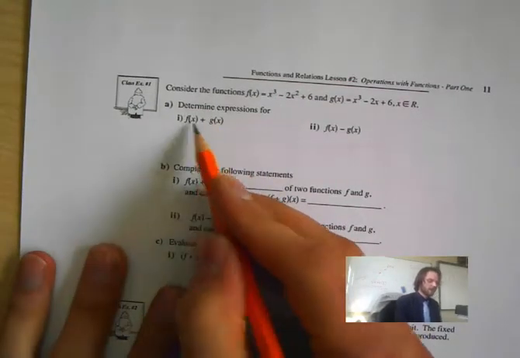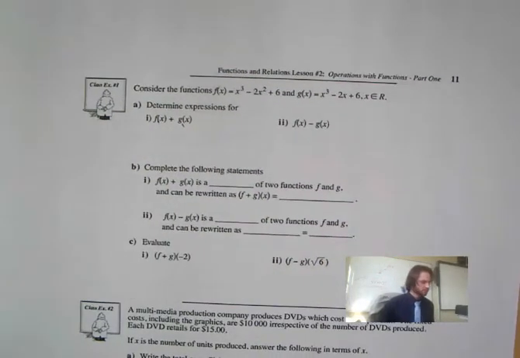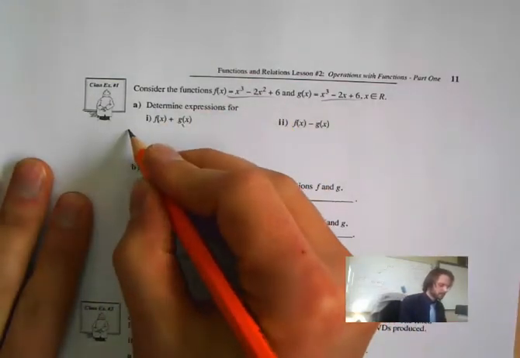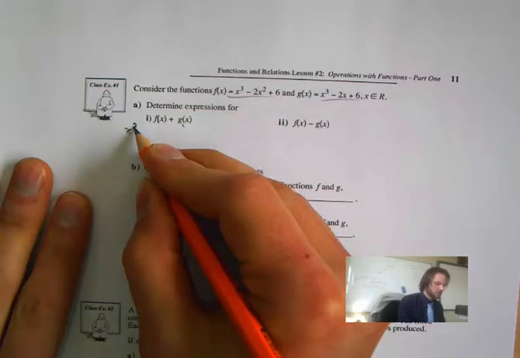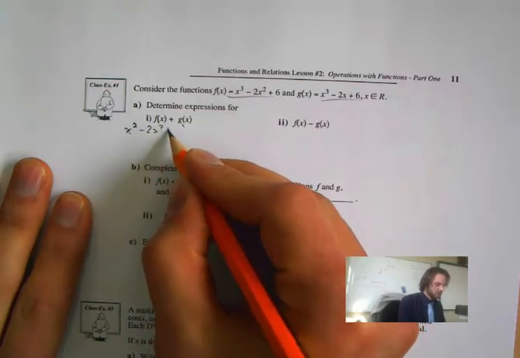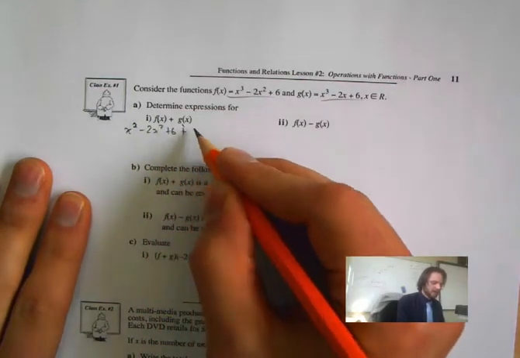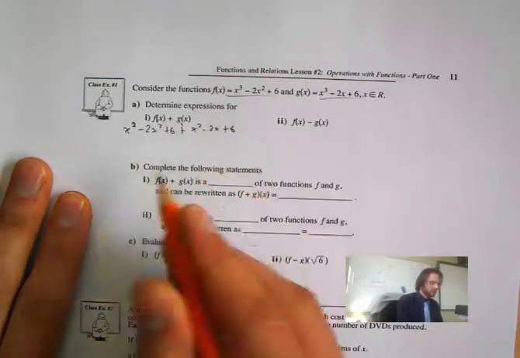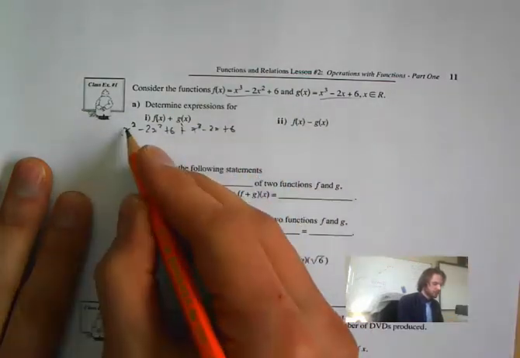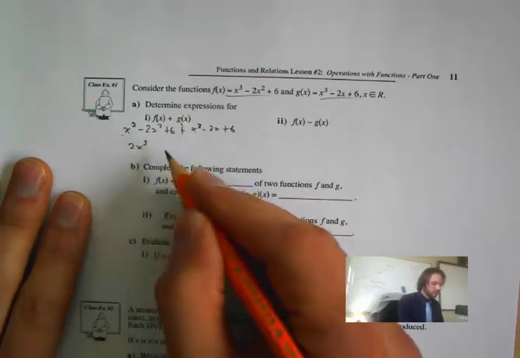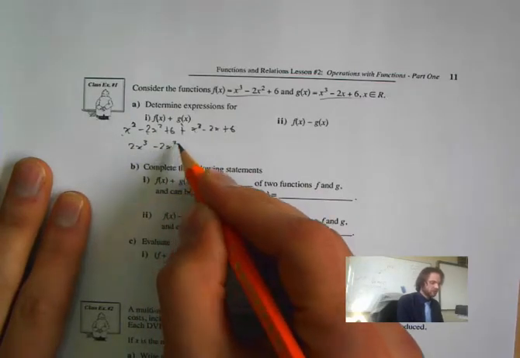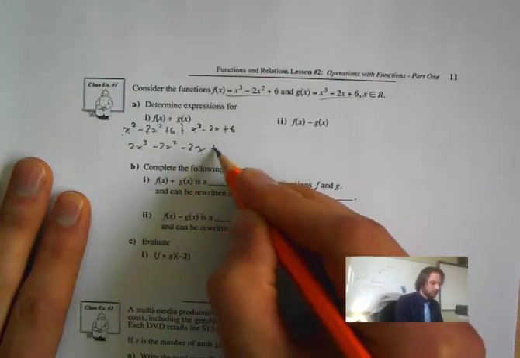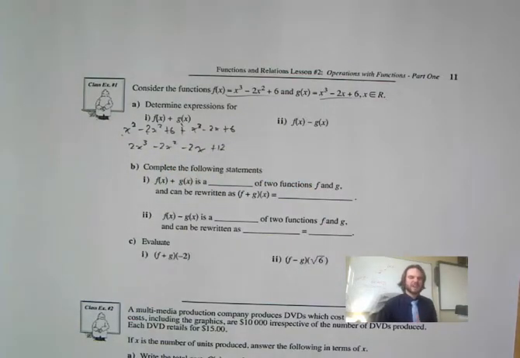We have f of x plus g of x. Okay? Well, we want to add the two equations. Here's equation 1, equation 2. x cubed minus 2x squared plus 6. And then we want to add x cubed minus 2x plus 6. So let's add these together. This is x cubed, I'm going to get 2x cubed, and we have negative 2x squared. There's no other x squared. Negative 2x, there's another x. And then we have plus 12. That's the two equations added.